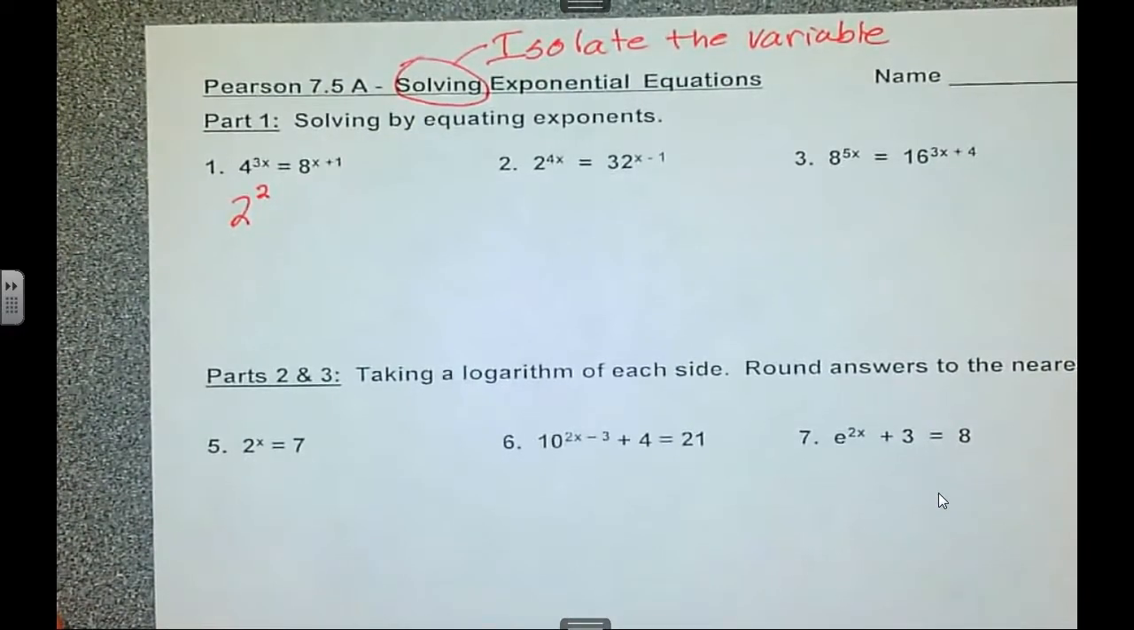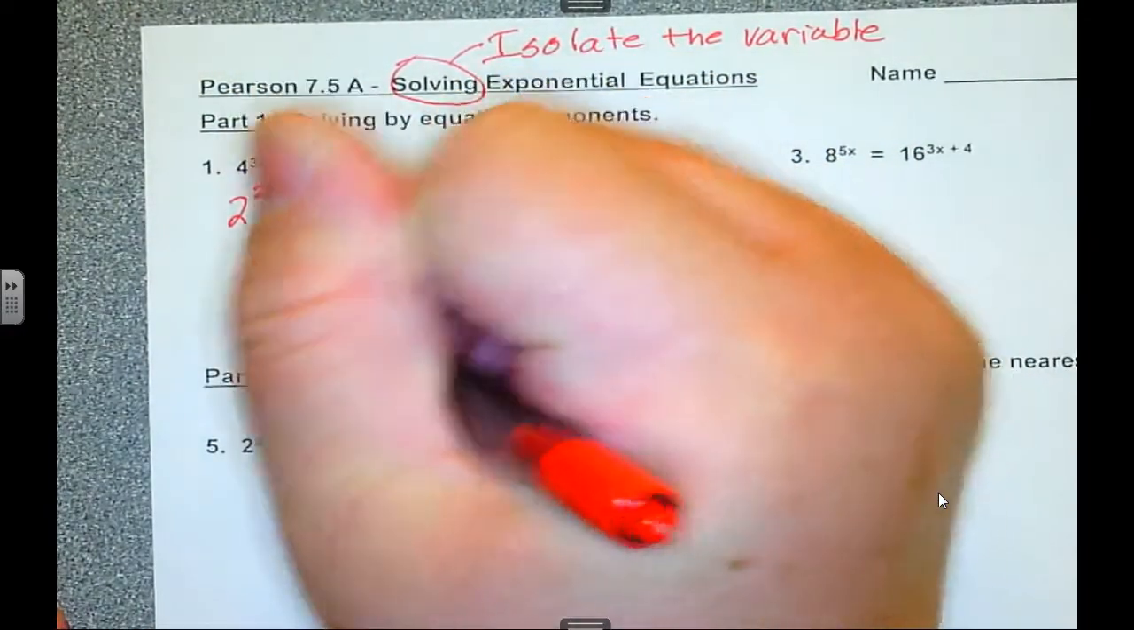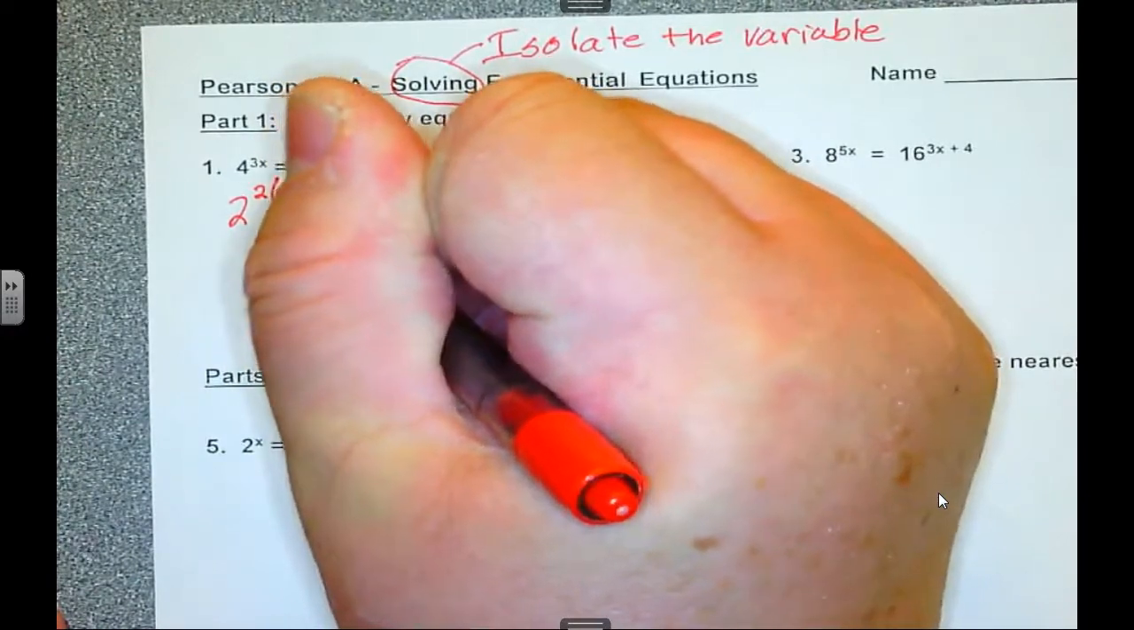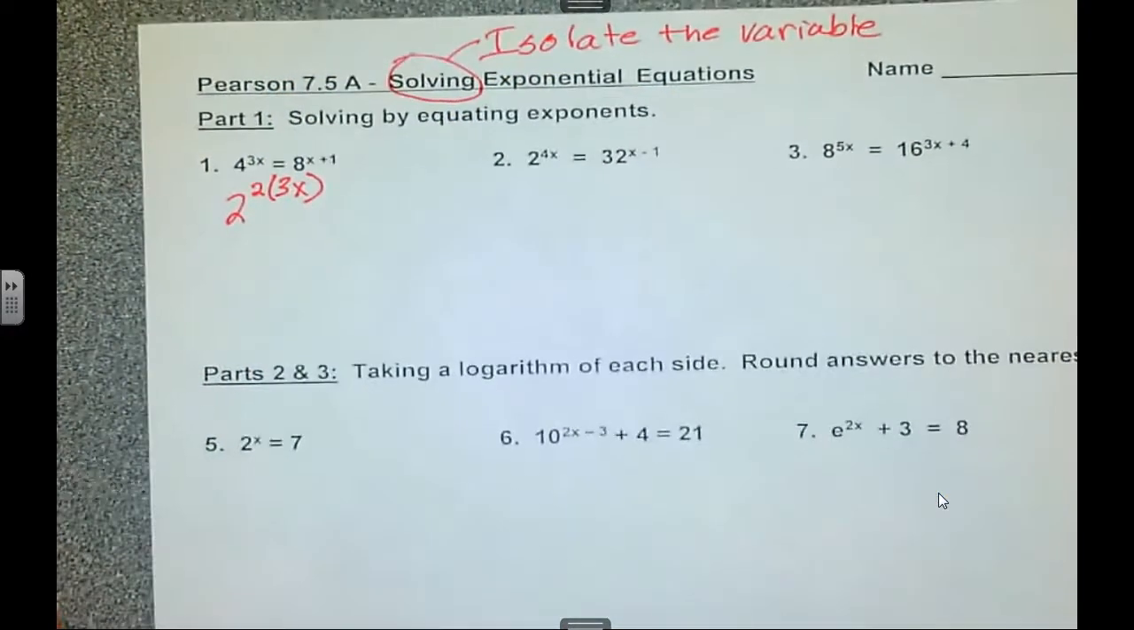Did we do this? It feels like I did this. Okay, so 2 squared, I still have the exponent 3x, so I'm going to have to multiply those. Maybe I'm thinking of Abruzzo's class.